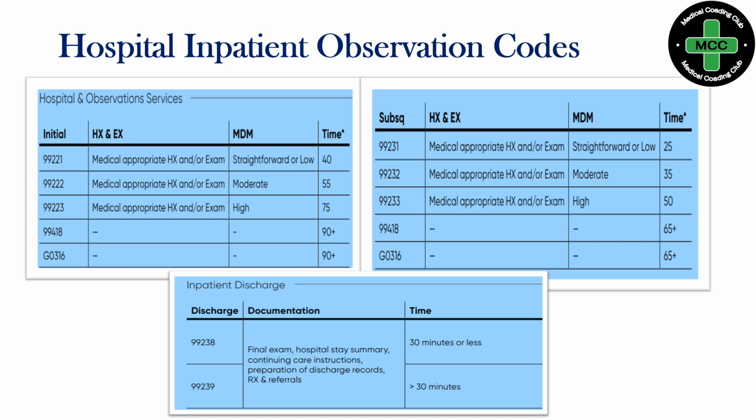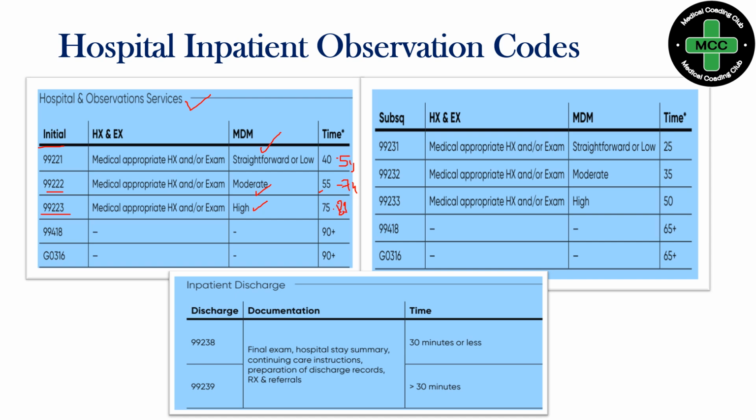So, hospital inpatient and observation care codes. These hospital observation services are the initial codes. The initial IP code starts from 99221, straightforward MDM, and time 40 to 54 minutes. And then 99222, moderate MDM, 55 to 74 minutes when considering time. And 99223, medically appropriate history and exam, and it is high MDM, timing is 75 to 89 minutes.